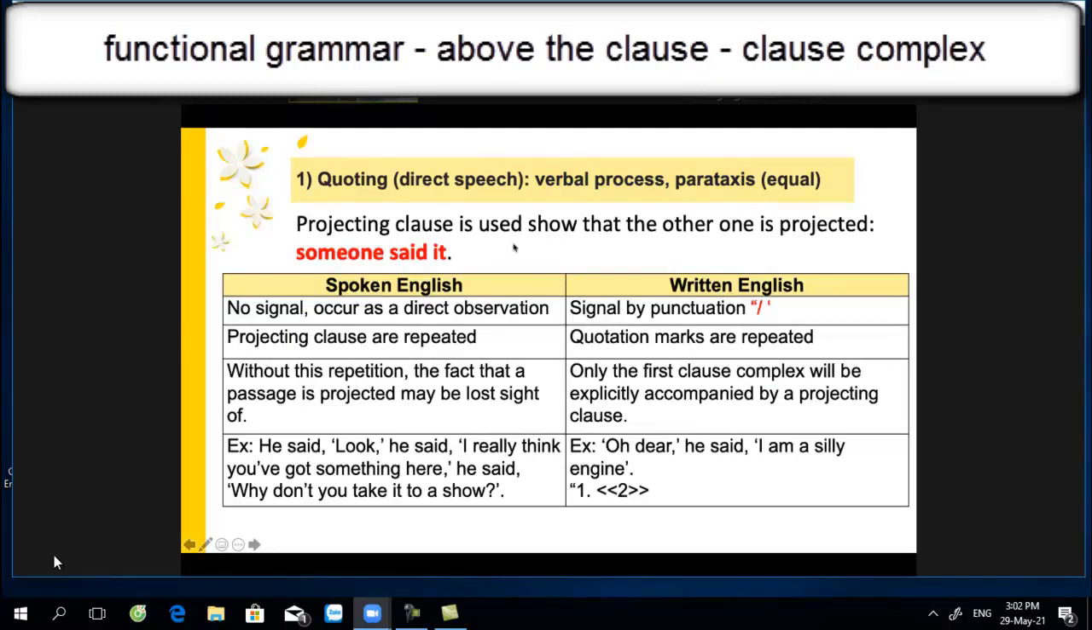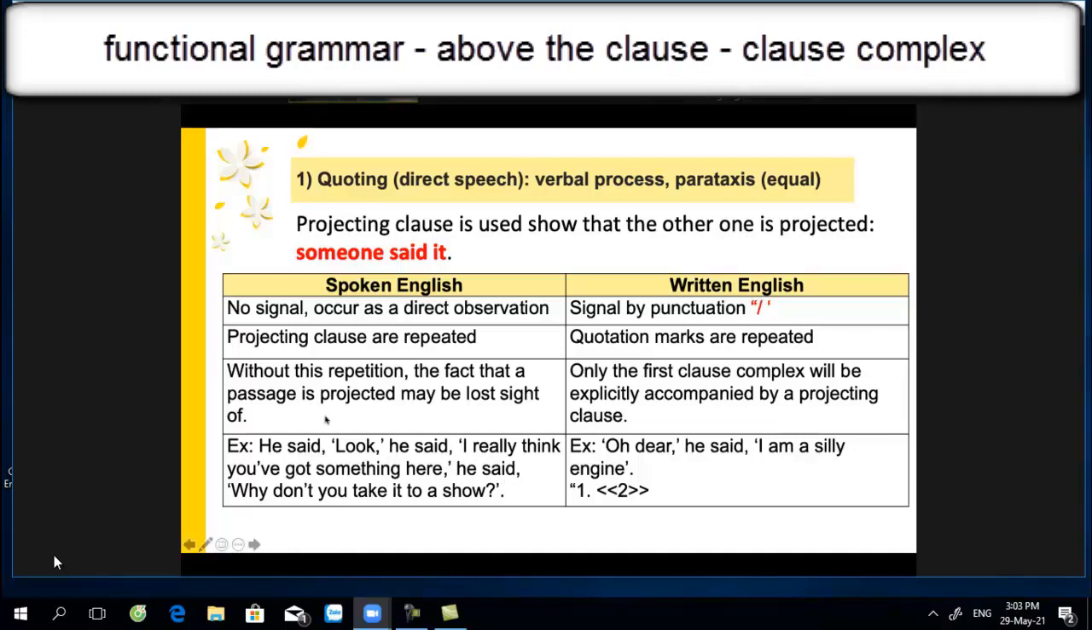And Dr. Halliday has distinguished the projecting clause in spoken language and written language. In spoken language, well, actually, there is no signal for you to know that the speaker is quoting something, right? So it occurs as a direct observation. So if you want to tell the listener that I'm quoting something, you have to keep repeating the projecting clause. For example, this one, he said, look, he said, I really think you've got something here, he said. So you can see that I keep repeating the phrase he said, to notify the listener that I am quoting something.